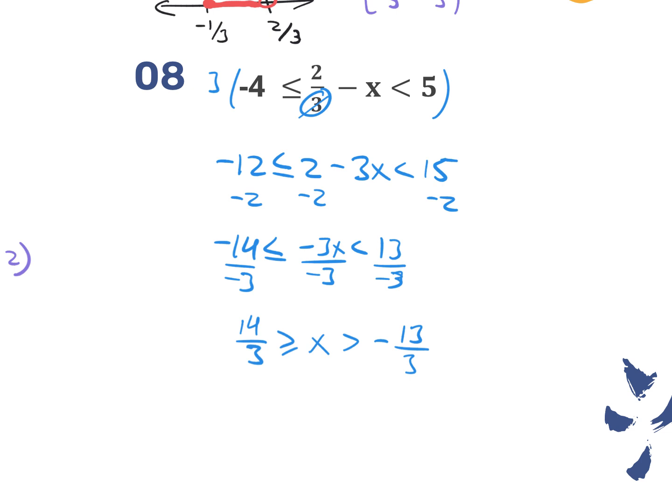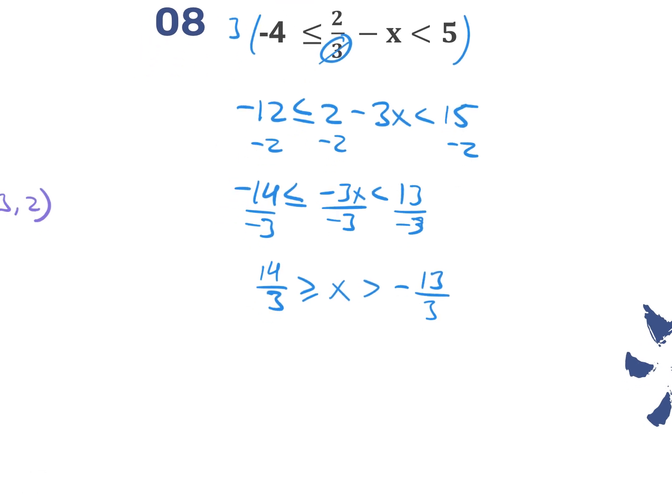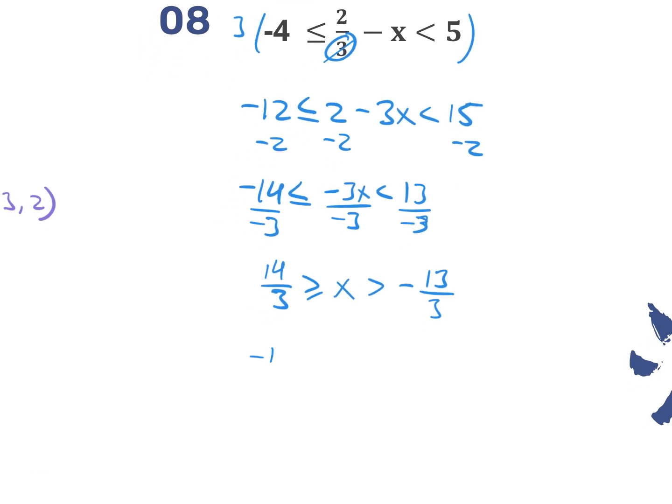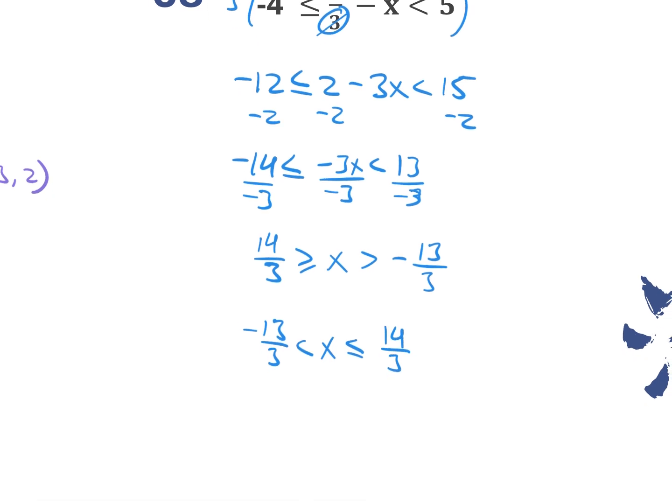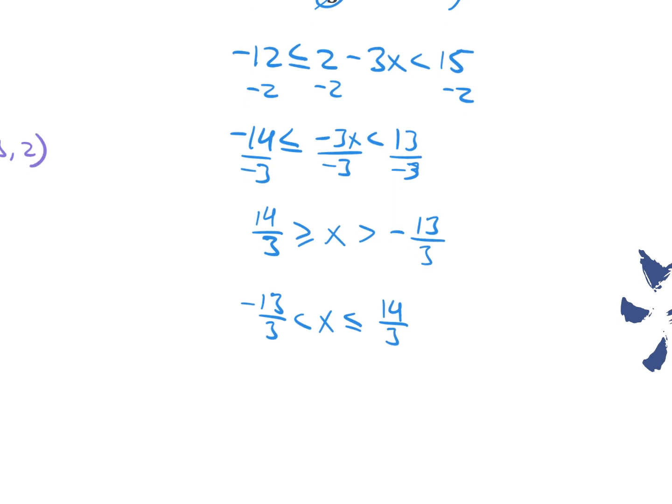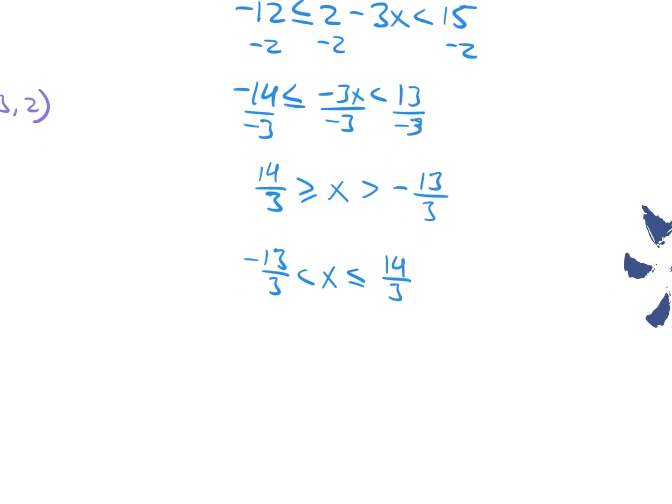Now here, I would flip the entire thing. I mean, it wouldn't be bad if it was left like this, but I would flip the entire thing just so that graphing and writing in interval notation is a little bit easier. So let's start by writing negative 13 over 3 is less than x is less than or equal to 14 over 3. And now everything makes sense, right? We're going from smallest to biggest. And now it makes sense to graph it.